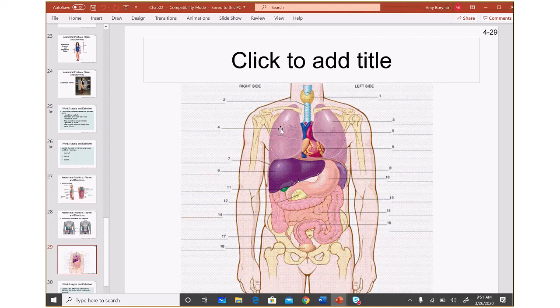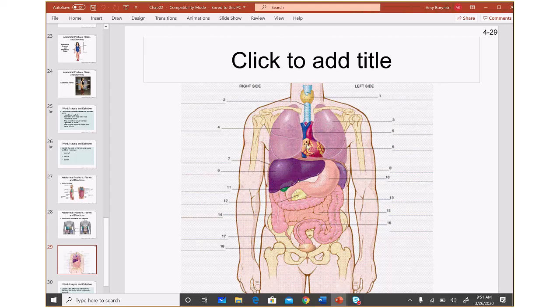The thoracic cavity? It is. Perfect. Thoracic. I'll take it. Number 5 is the aorta, which we'll see in a couple of weeks, so I'm not going to get too into that. And number 6 is the heart.